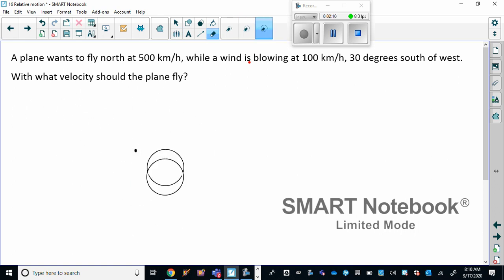And a good diagram is the key. If you draw a good diagram, you can actually solve this problem quite quickly. So we want to go 500 kilometers per hour north. That is the ground velocity.